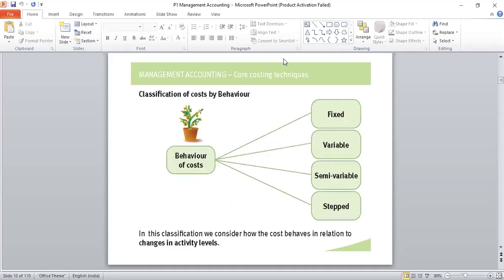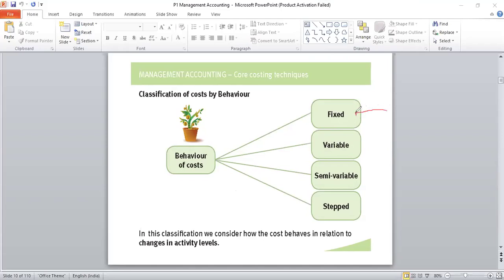The behavior part of it: how do the costs behave? So that is the point. How do the costs behave? When there is a particular pattern about their behavior, then according to that they are classified. We call that classification by behavior. There are costs which do not change absolutely. They are the same, they're constant, they're fixed, so they're called fixed cost.